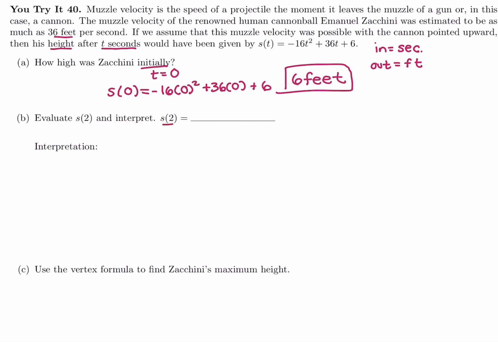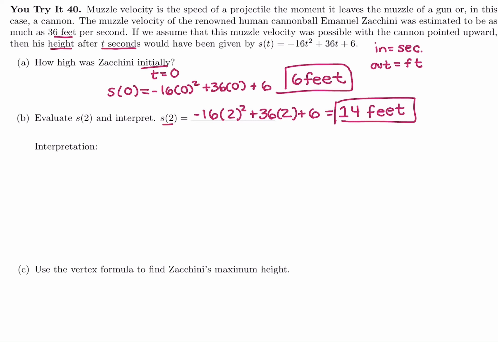If we look at s of 2, we're going to replace all of our t's with 2's in here. So we have negative 16 times 2 squared plus 36 times 2 plus 6. And we want to see what that y value would be 2 seconds after launching our human cannonball. We are going to have him up 14 feet in the air.